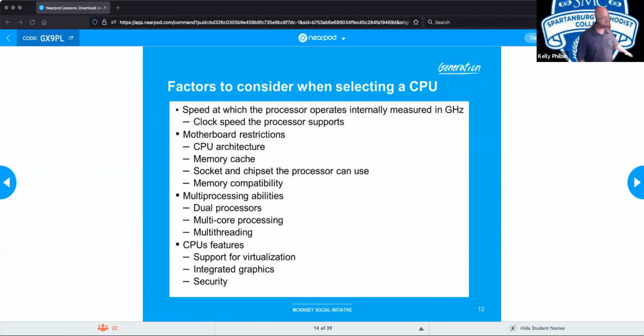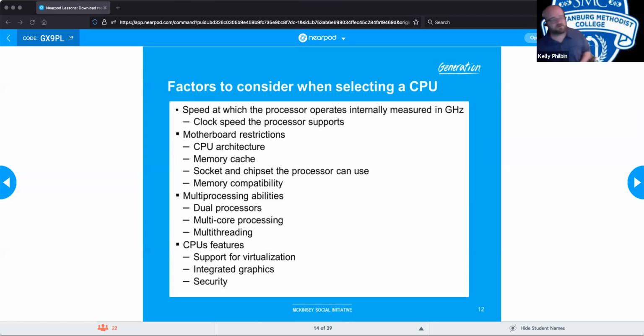Motherboard restrictions. What architecture does the CPU have? If you have a motherboard with a 32-bit architecture, you cannot put a 64-bit architecture on it unless it is also 32-bit capable. So we have to pay attention to the architecture. Memory cache, how much can it hold? The socket type that is on that chipset, will it actually fit in what we're doing? And the compatibility of the manufacturers. Multiprocessing capabilities. Is it capable of multi-core processing, multi-threading, and dual processors?